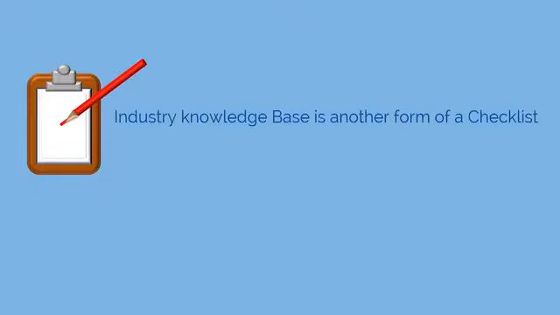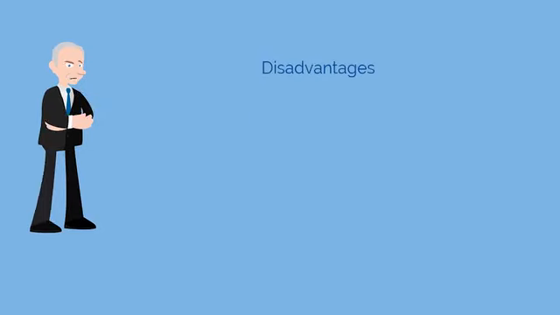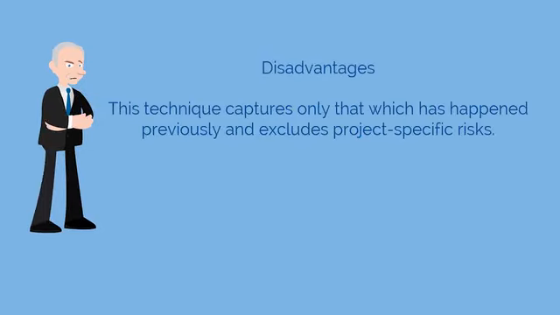Industry knowledge base is another form of a checklist. This technique is used in the identify risk process. However, it comes with a disadvantage. This technique captures only that which has happened previously and excludes project-specific risk.